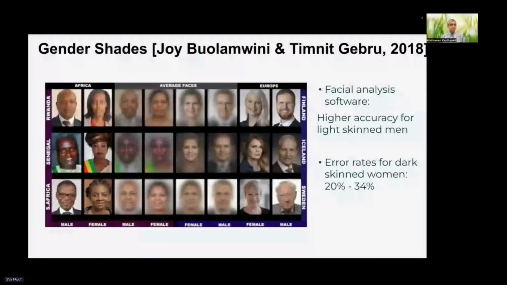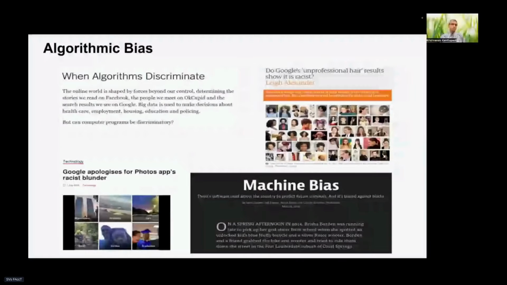Of course, this is not limited just to, say, facial analysis. Over the last few years, we have seen a variety of instances ranging from photo tagging, web search, criminal justice, hiring, and so on, where machine learning models have exhibited biases for different subgroups.